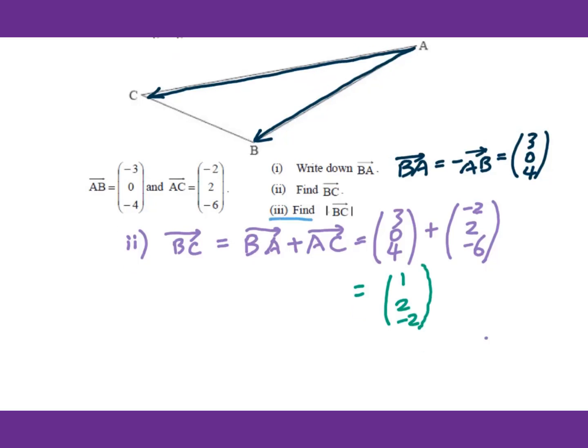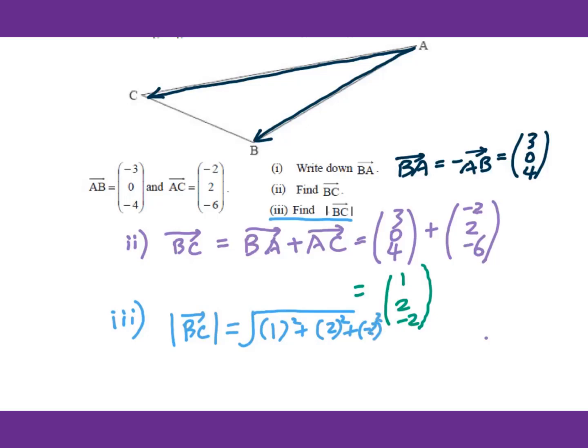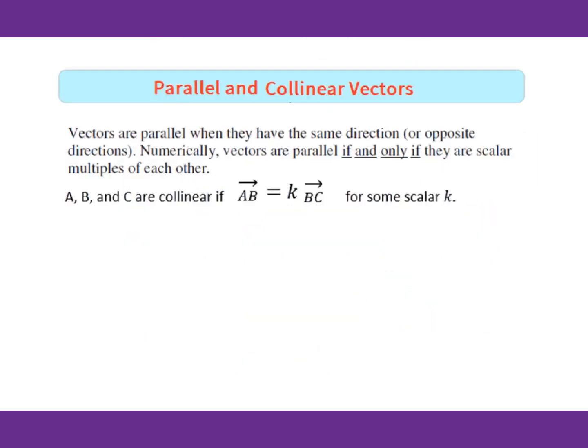For number 3, find the absolute value of BC, which means magnitude of vector BC. According to the formula, we have 1 squared plus 2 squared plus negative 2 squared. You will get square root of 9. That equals 3.